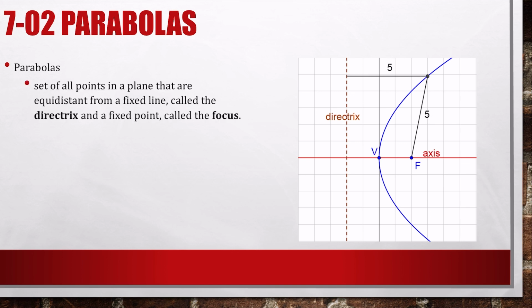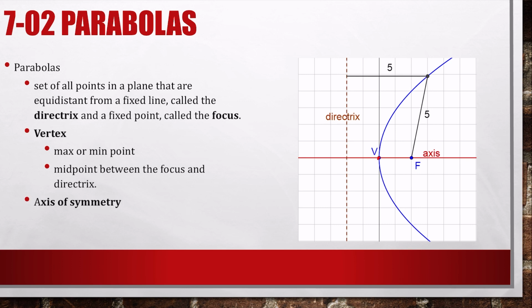We can say it's a set of all points in a plane that are equidistant from a fixed line called the directrix, that's the dotted line in my graph, and a fixed point called the focus. It's a point I've labeled F. So the distance between the directrix and the focus is the same to any point on this parabola, which means that our vertex, which I've labeled V in the graph, is halfway in between the focus and the directrix, and it is our minimum or maximum point and midpoint between the focus and the directrix.